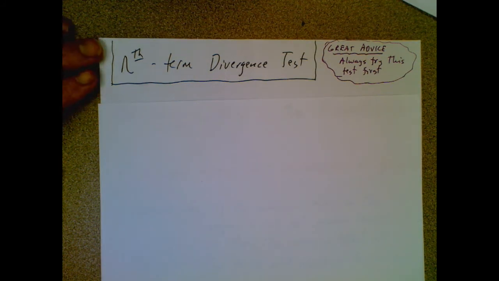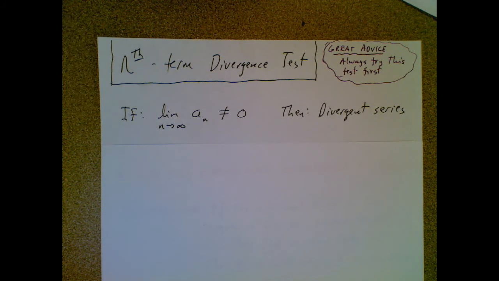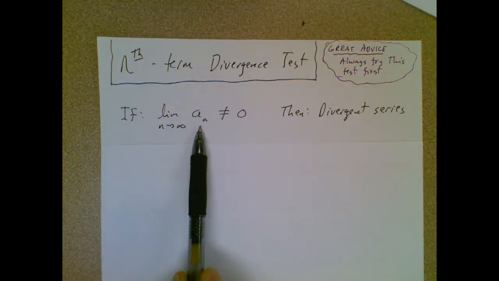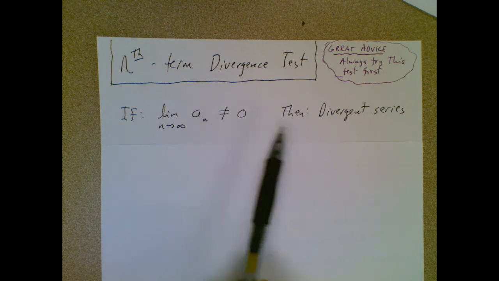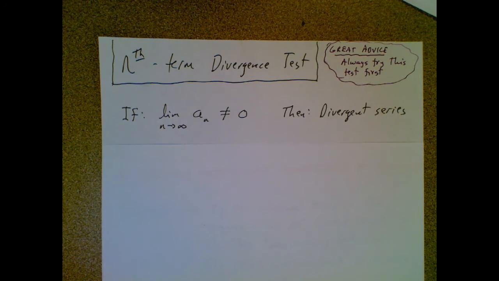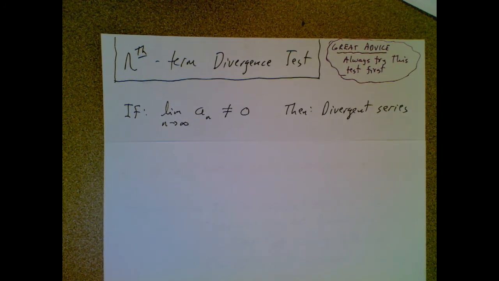And now I will unveil this rule. It's pretty straightforward. It simply says this. Let's take the limit as n approaches infinity of that equation that was in the series, and if it's not 0, then I have a divergent series. It's that simple. You shouldn't add anything else to it.